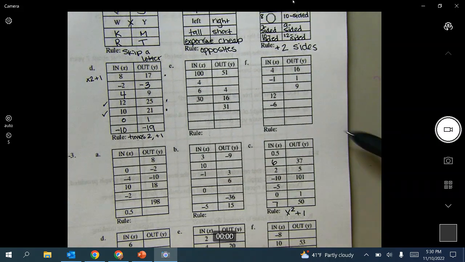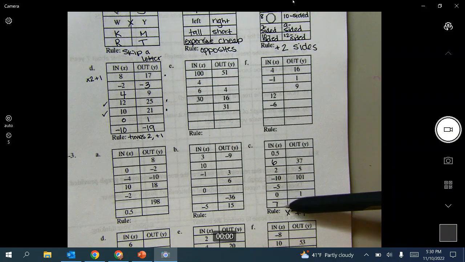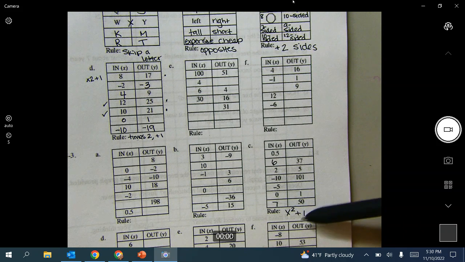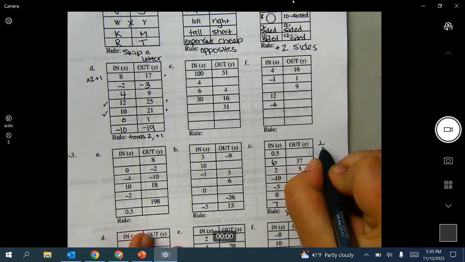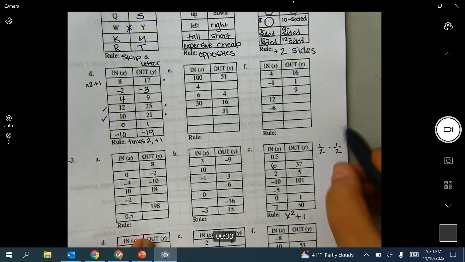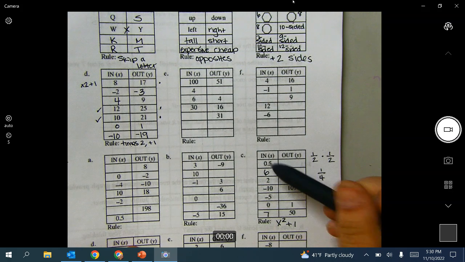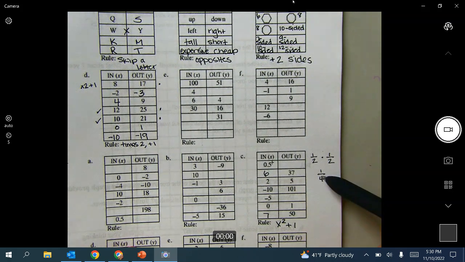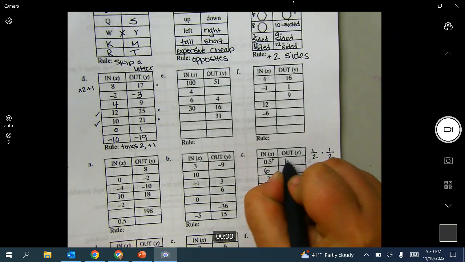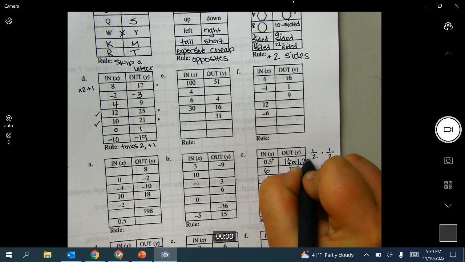All right, now we've got the easy ones going from input to output. So I have 0.5. I'm going to multiply it times itself. So that's 1/2 times 1/2. If I multiply straight across, I know that this is 1/4. So 0.5 squared is 1/4. Then I'm going to add my 1, and I end up getting 1 1/4, or 1.25.